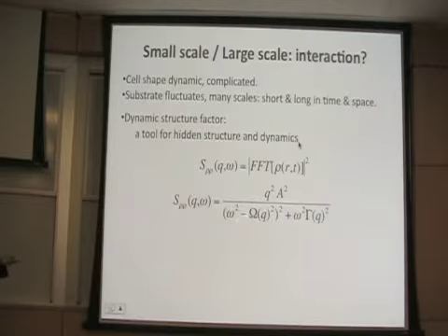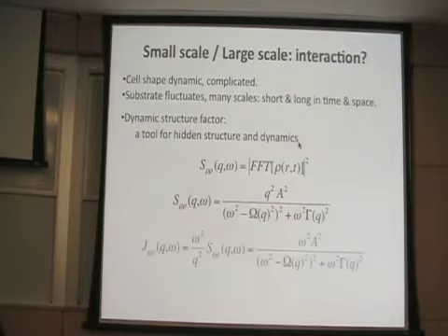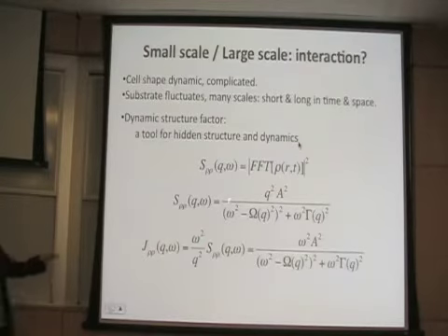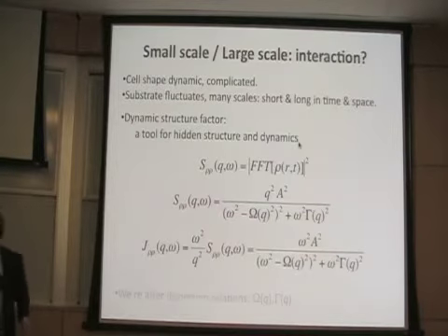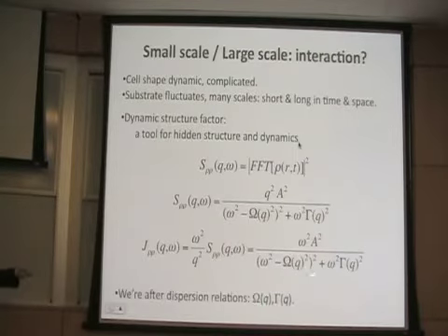For fluids, we know how these things behave. This goes like c, the speed of sound, times q, and this goes like q squared. But in our case, we just don't know, so we're going to derive that. One final note: it's common to calculate the current correlation function, and it ends up just being omega squared over q squared times this, and it's the exact same thing. In either case, all we really want are the dispersion relations: the dispersion of peak position and the dispersion relation of peak width.